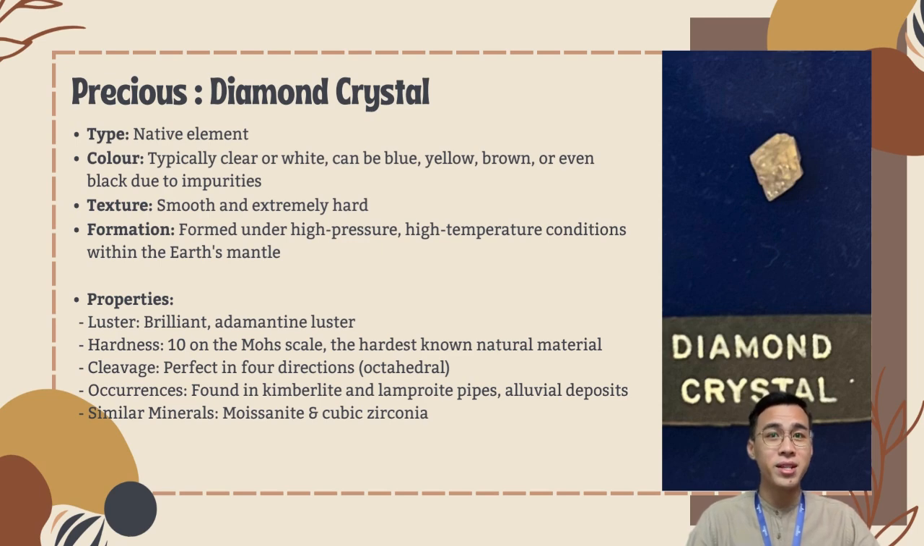As for its cleavage, it is perfect in 4 directions, and as for its occurrence, it can be found in kimberlite and lamproite pipes and also alluvial deposits. As for similar materials, it is similar to moissanite and cubic zirconia.